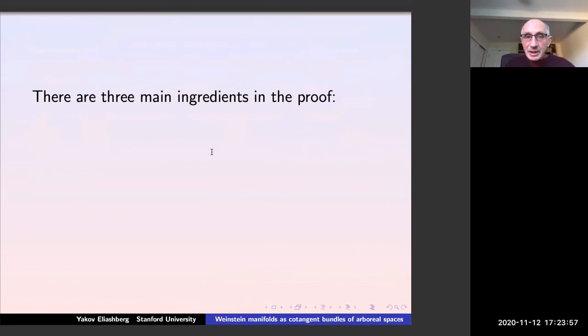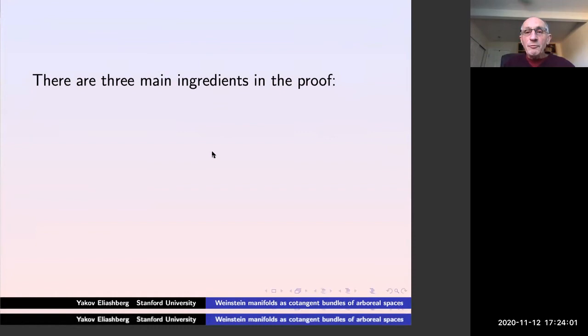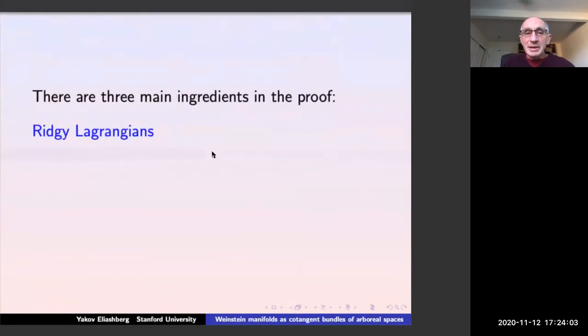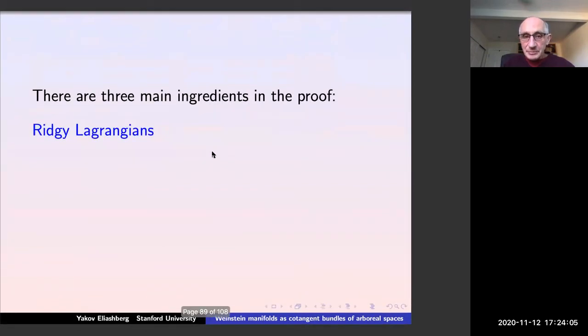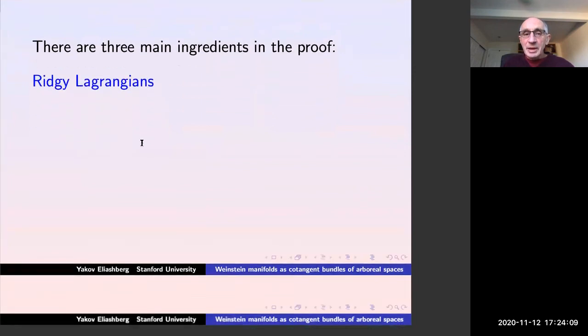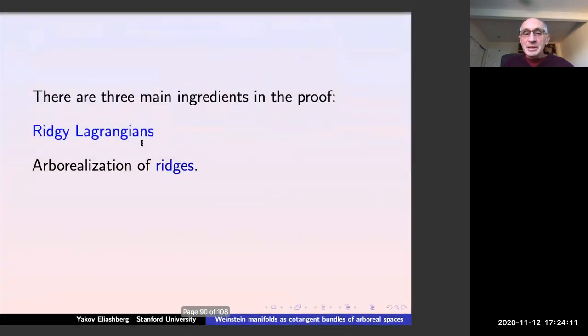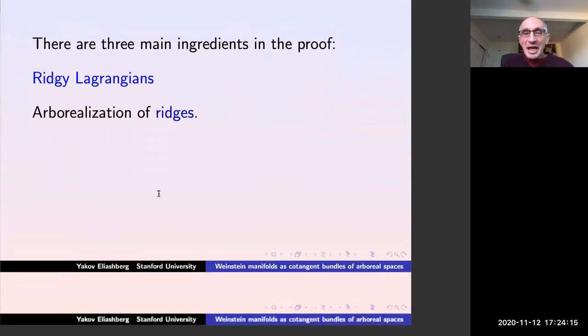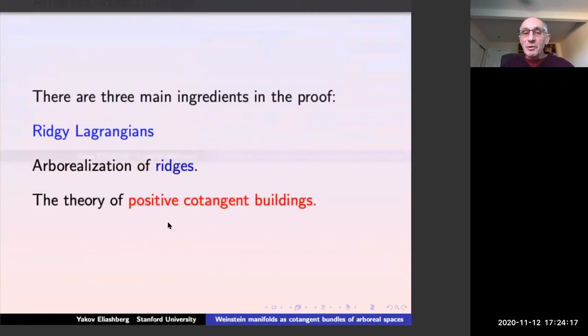So let me just comment a little bit about the proof. The proof has three main ingredients. One is this Ricci Lagrangian. Another is what we call arborization of ridges. And the third one is a theory of positive cotangent buildings. Let me comment on each of them.